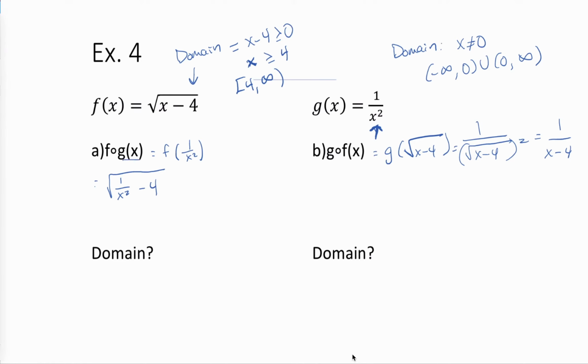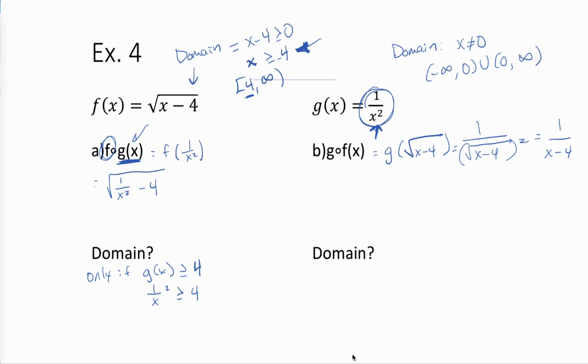So when we put g of x into f of x, any g of x that is less than 4 will not go into f of x. So the domain here is only if g of x is greater than or equal to 4. Only if it fits in the domain of f of x. So 1 over x squared has to be greater than or equal to 4.